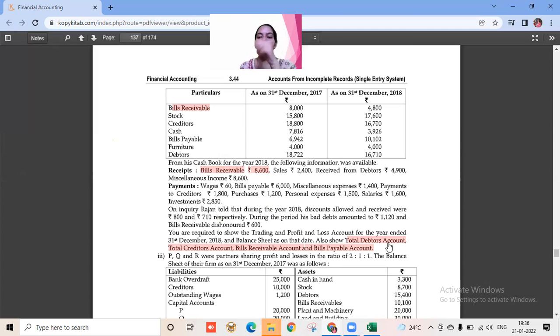Okay, you have to prepare the statement of affairs, correct, because the opening capital balance is not given. So you have to create a statement of affairs, trading, profit and loss, balance sheet, and 4 ledgers. Which ledgers? Bills receivable, payable, debtors, and creditors. They have also said to show these ledger accounts. So you have to create them anyway.